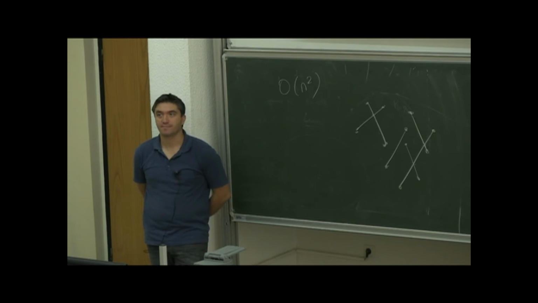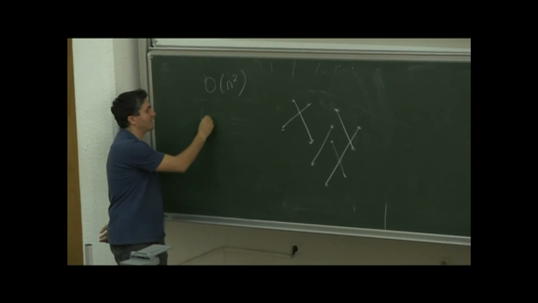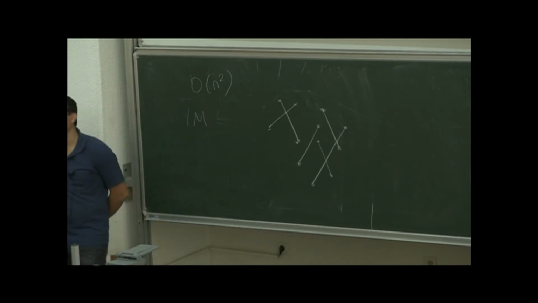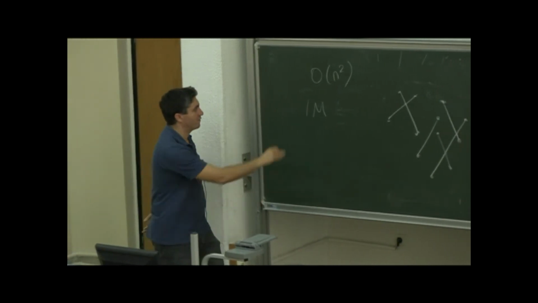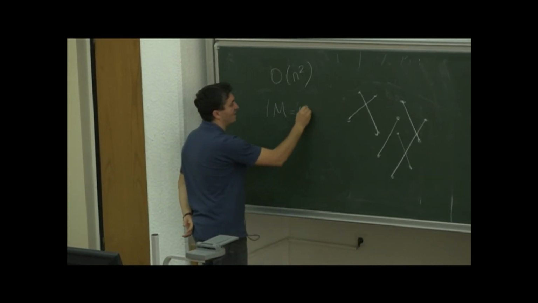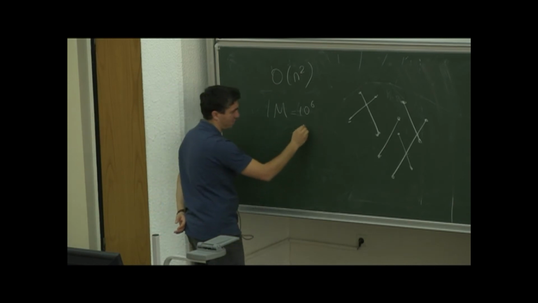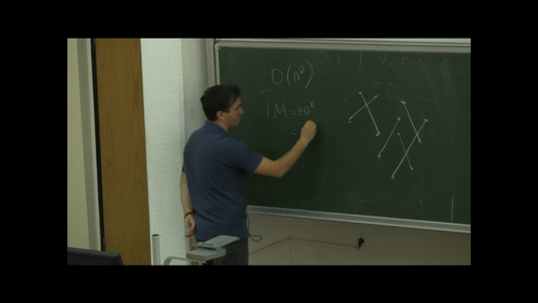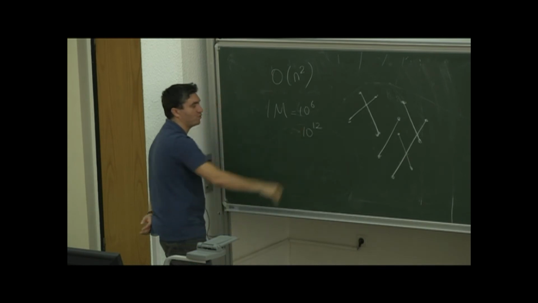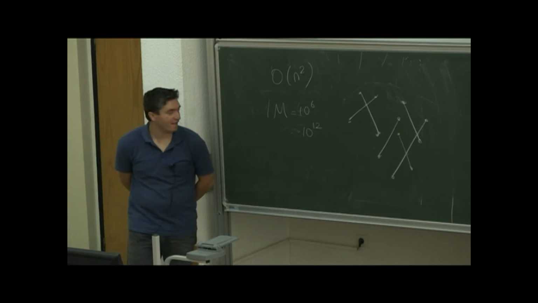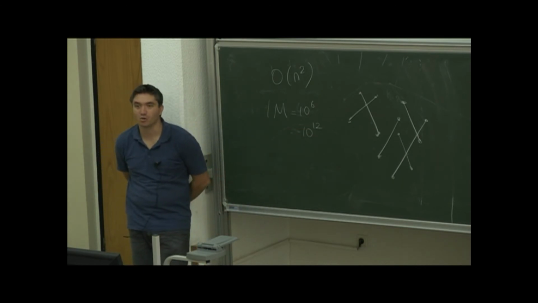Now, the question is, when this number of line segments becomes large, for example, you have 1 million line segments, 10 to the 6 line segments, this approach is going to take this much time, n squared. So you need to make this many intersection tests to find a solution.